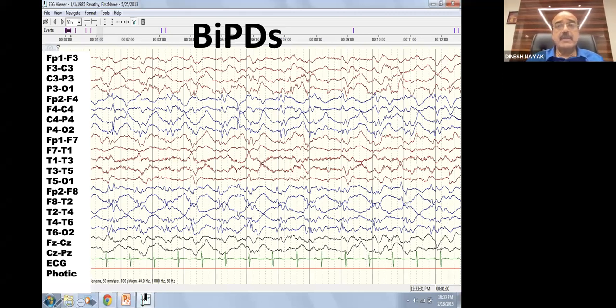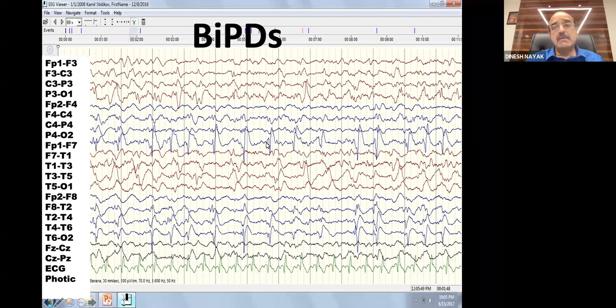This is another very nice example of periodic lateralized discharges. You can see that on the right side, the activity is predominantly seen over the occipital region. On the left side, it is seen on the temporal. And so they are going at two different rhythms, going on periodically on either hemisphere. And therefore, this is called bilateral independent PLEDs.